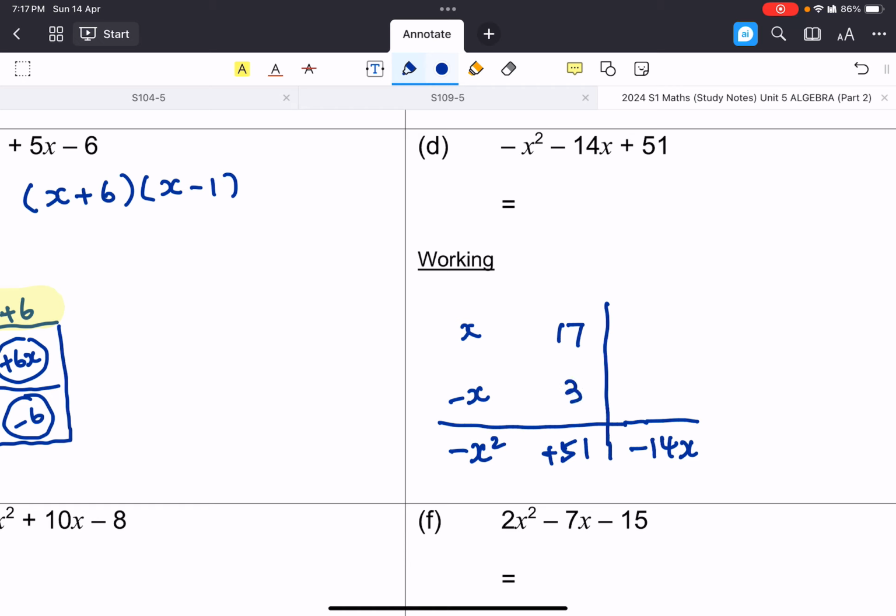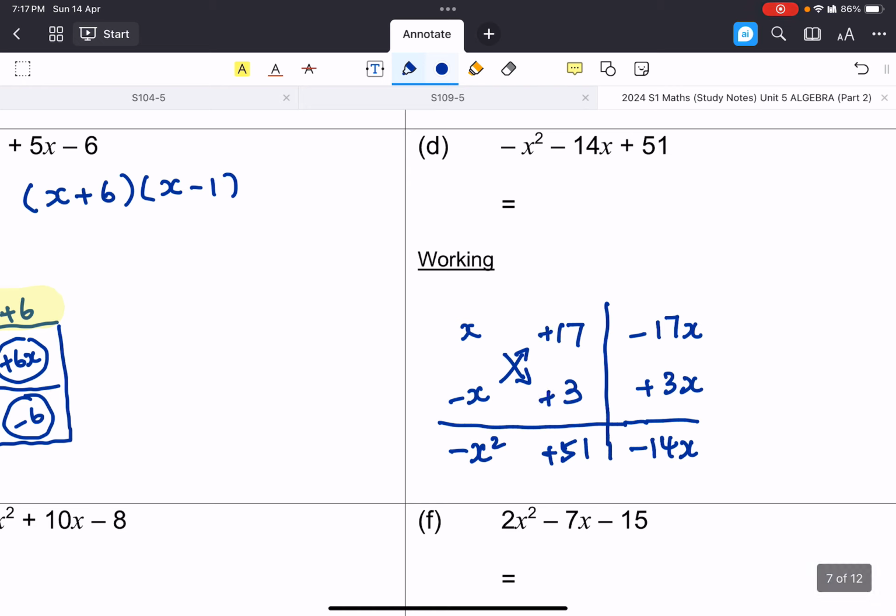And we have 3. Let's see if this works, because it might not work. We need to actually reverse the process, right? Get ready to reverse the process. But in this case, I think it will work, right? I will have negative 17x over here, and then we will have positive 3x over here, right? So this is negative. No, this is positive, right? Because the negative is with the x. So it's positive here and positive here.